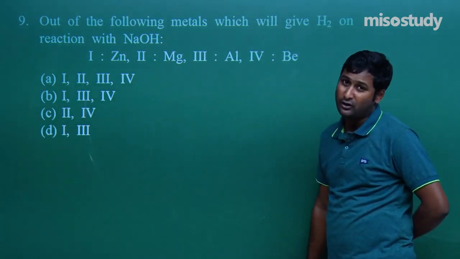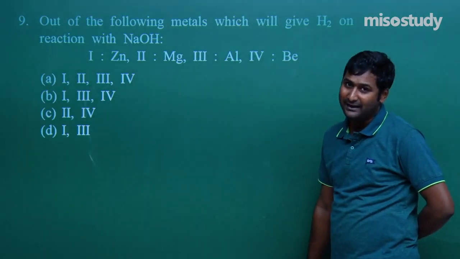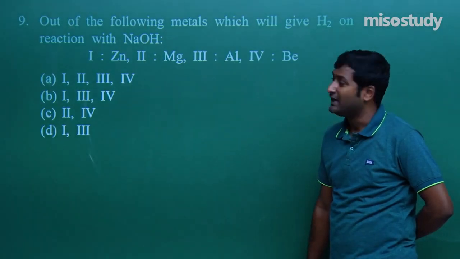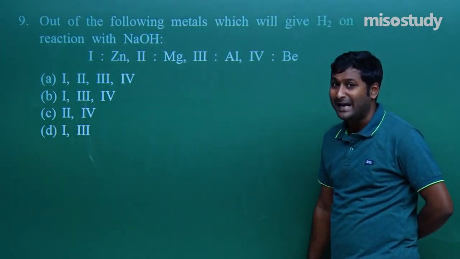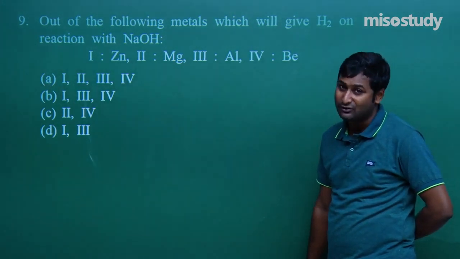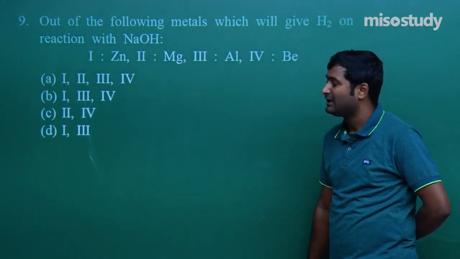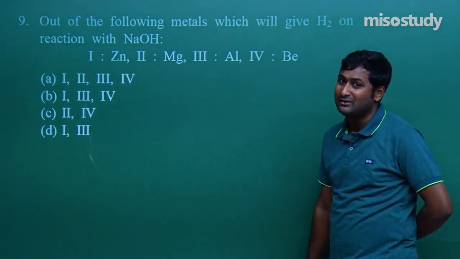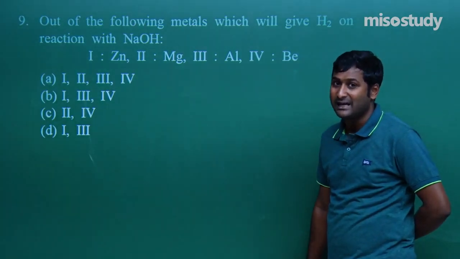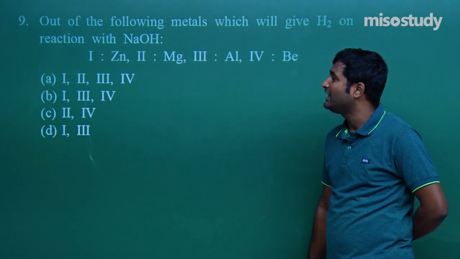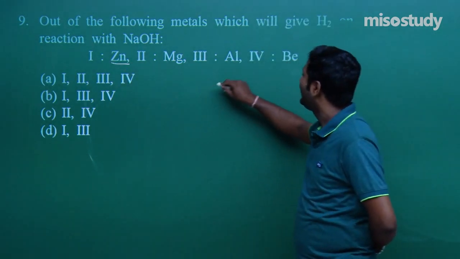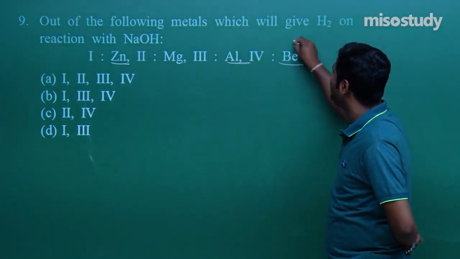As we know, if I talk about zinc, Na2ZnO2 forms on treatment of zinc with NaOH. If I talk about aluminium, NaAlO2. Remember this. If I talk about beryllium, there is also a reaction possible. But if I talk about Mg, there is no liberation of hydrogen. In this case, what will happen? Which will give you H2? That is Zn, that is Al, and that is Be.